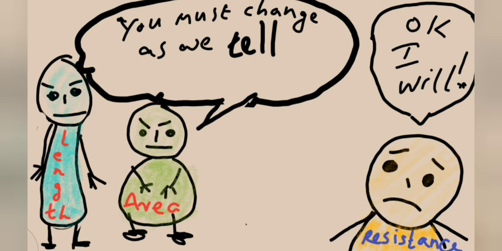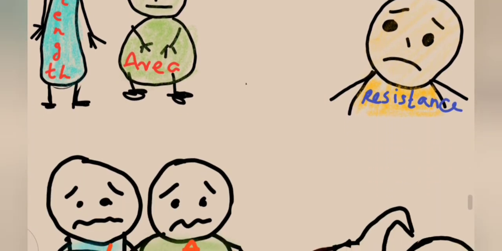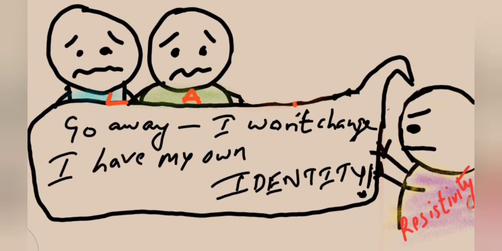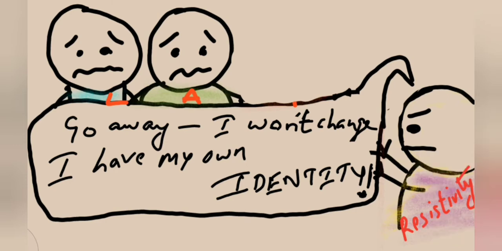Now today we are going to introduce another person, that is the resistivity. Let us see how he is. When the length comes and asks whether he could change according to length, and whether he could change according to area, the resistivity is stubborn. He is saying that he won't change, and he has his own identity. So today we will learn about this concept of resistivity in detail.